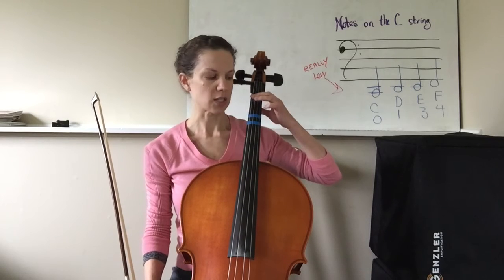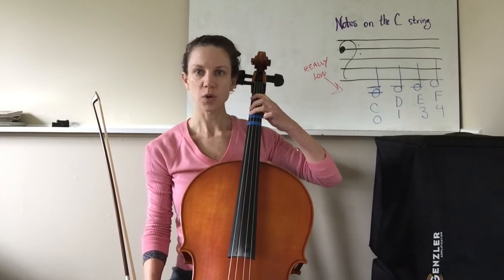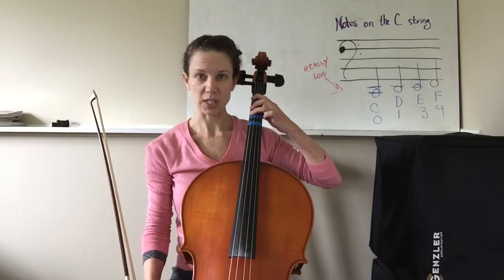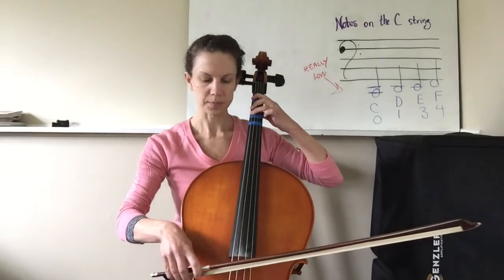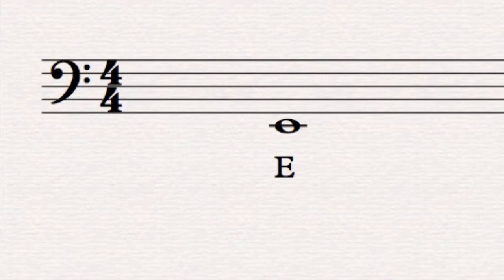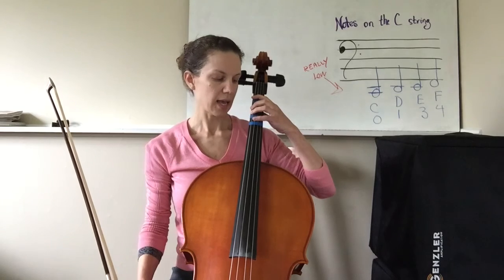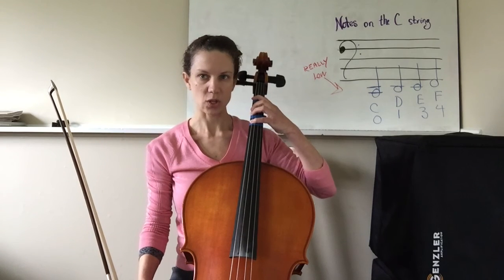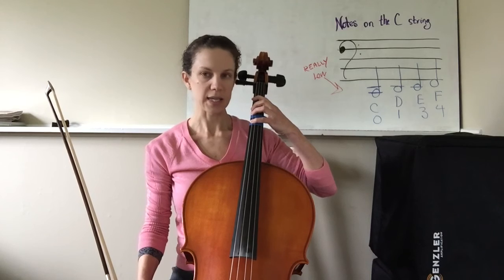Now let's move on to the note E. For E, we're going to put 3 fingers down on the C string, and on the music staff you can see once again there's only 1 ledger line, but E goes around that ledger line.